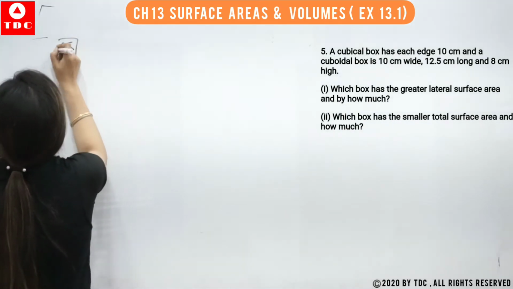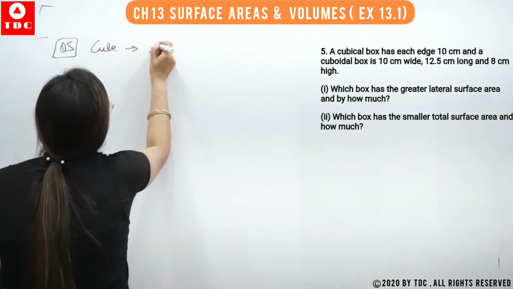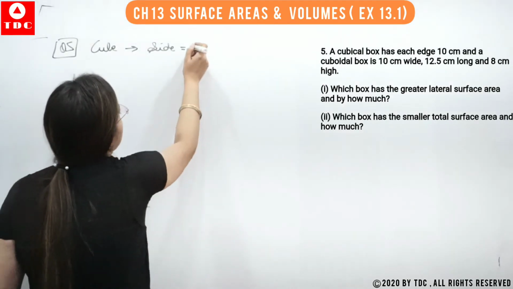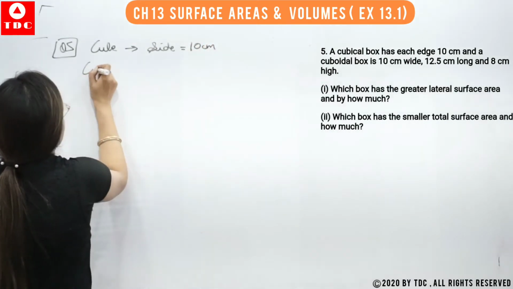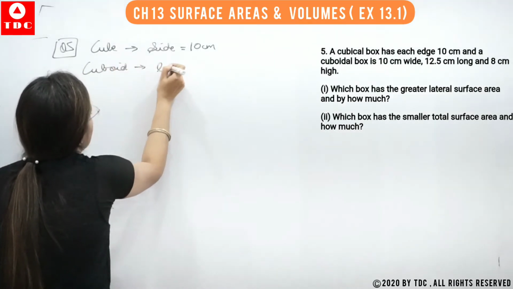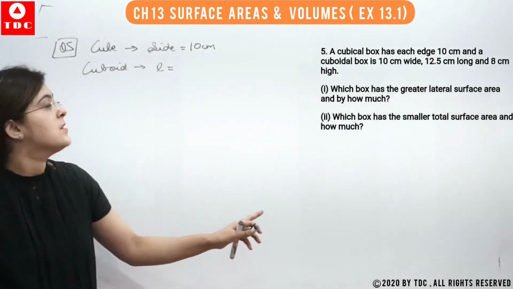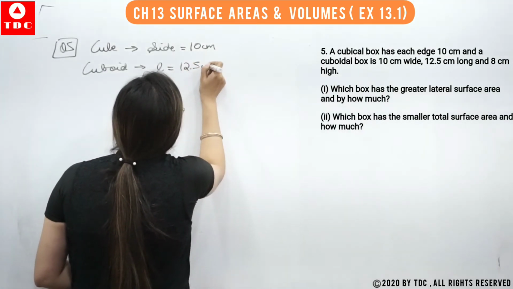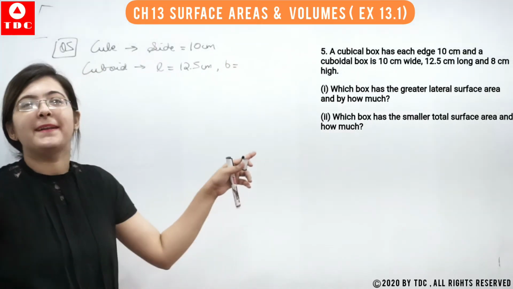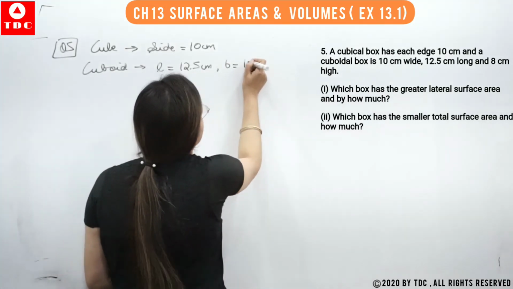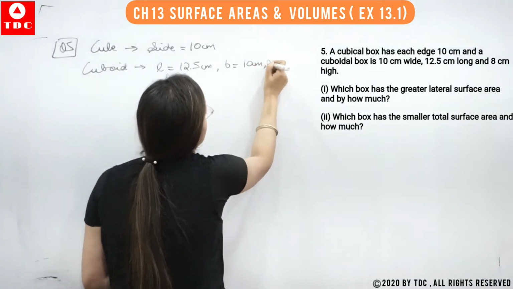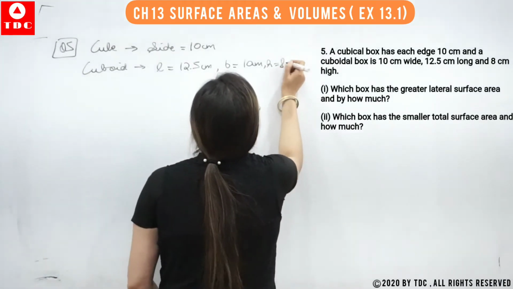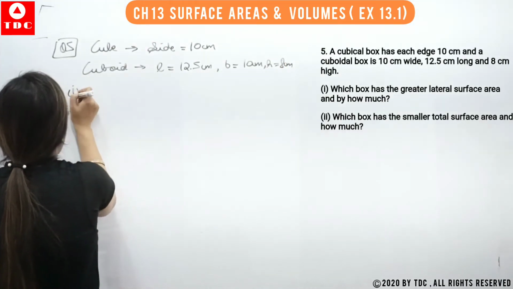What are the things given for a cube? See students, for a cube the side is given as 10 centimeter. For a cuboid, the length is given as 12.5 centimeter. Okay, the breadth and height are also given. Breadth is given as 10 centimeter. See, the height is given as 8 centimeter. Now let's do the first part.